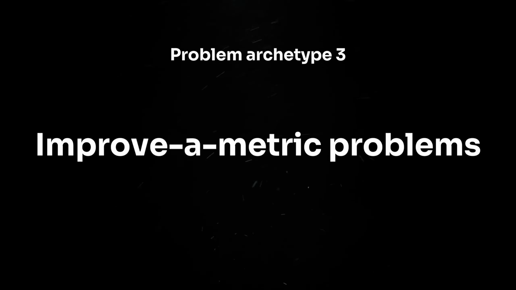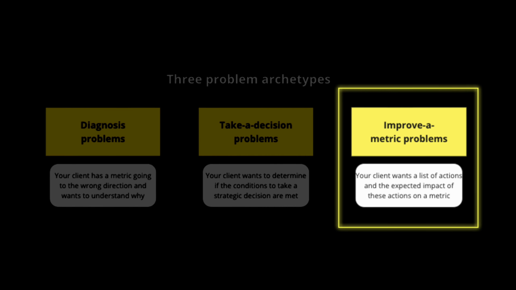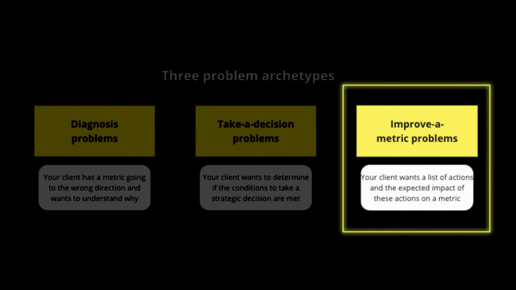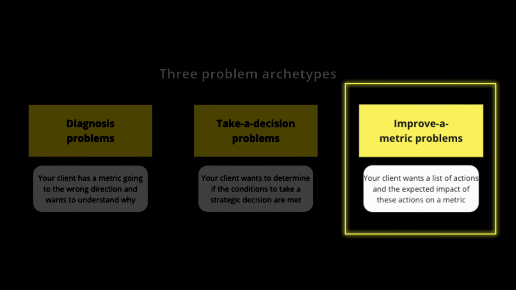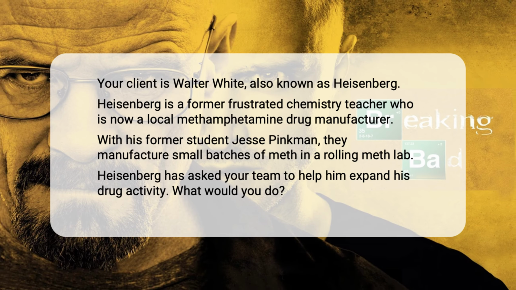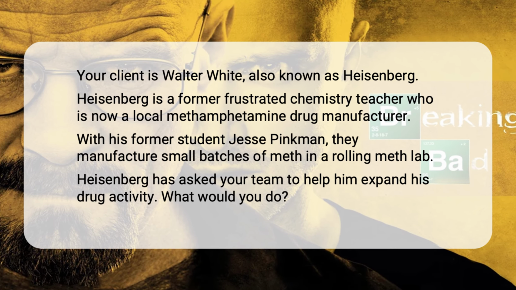Problem archetype number 3, improve a metric. In an improve a metric problem, your client wants a list of actions and the expected impact of these actions on a metric. In this problem archetype, you will find case questions such as increasing sales, decreasing cost, increasing productivity. The Walter White problem is an improve a metric problem.